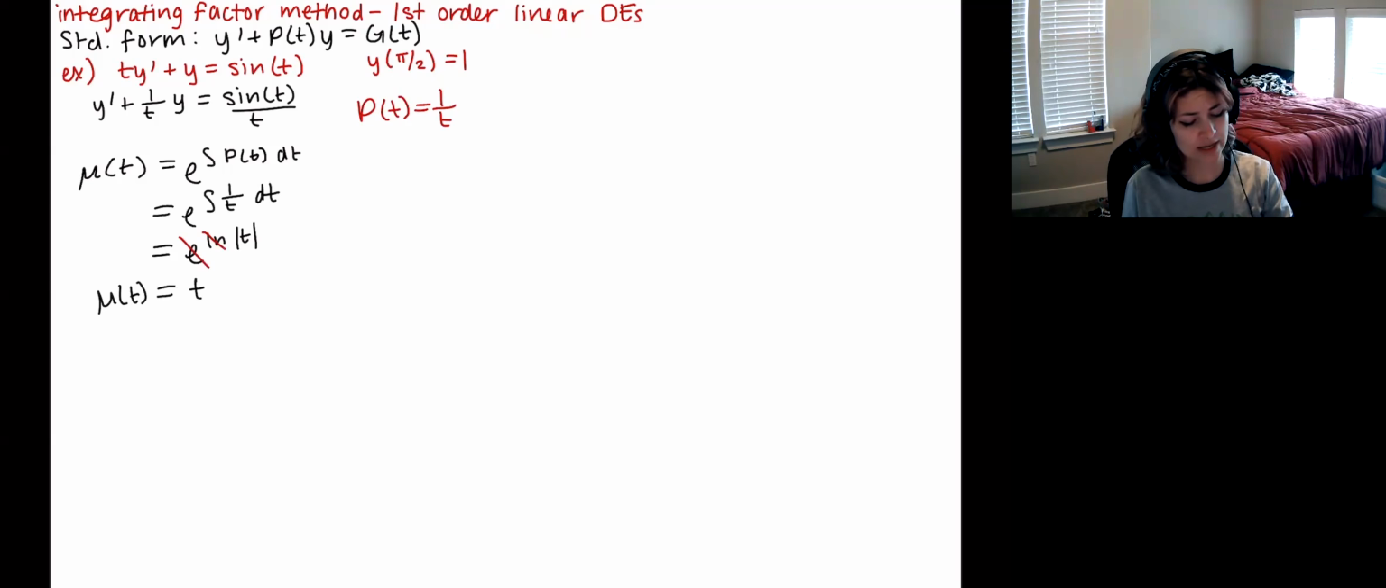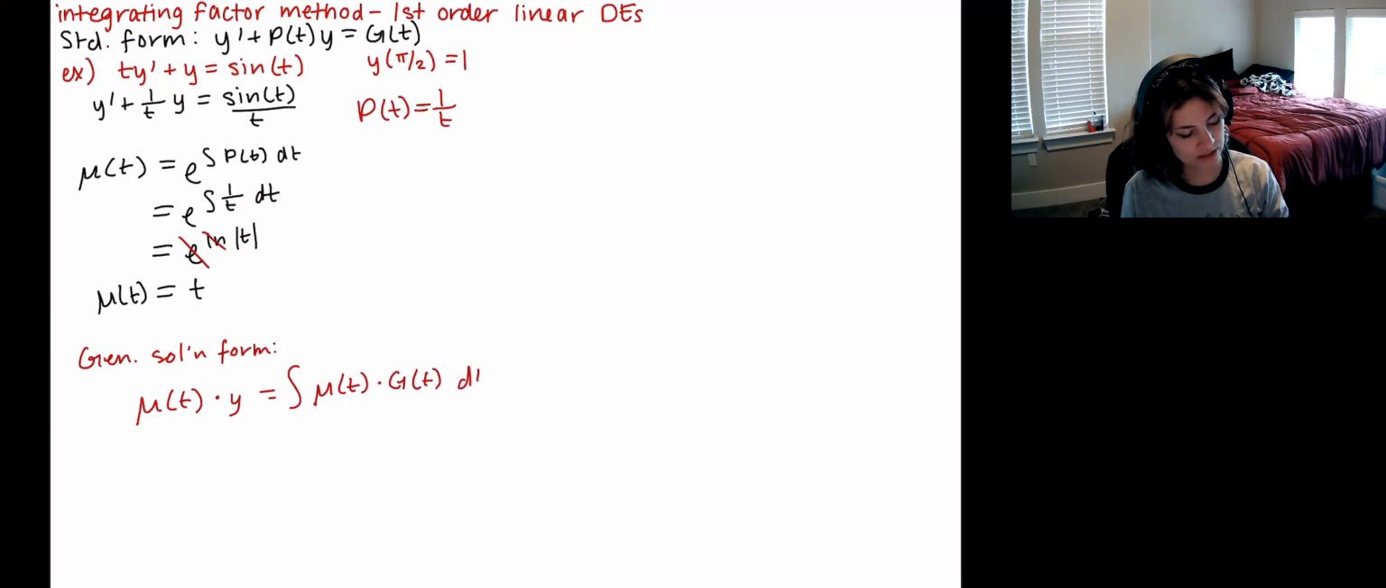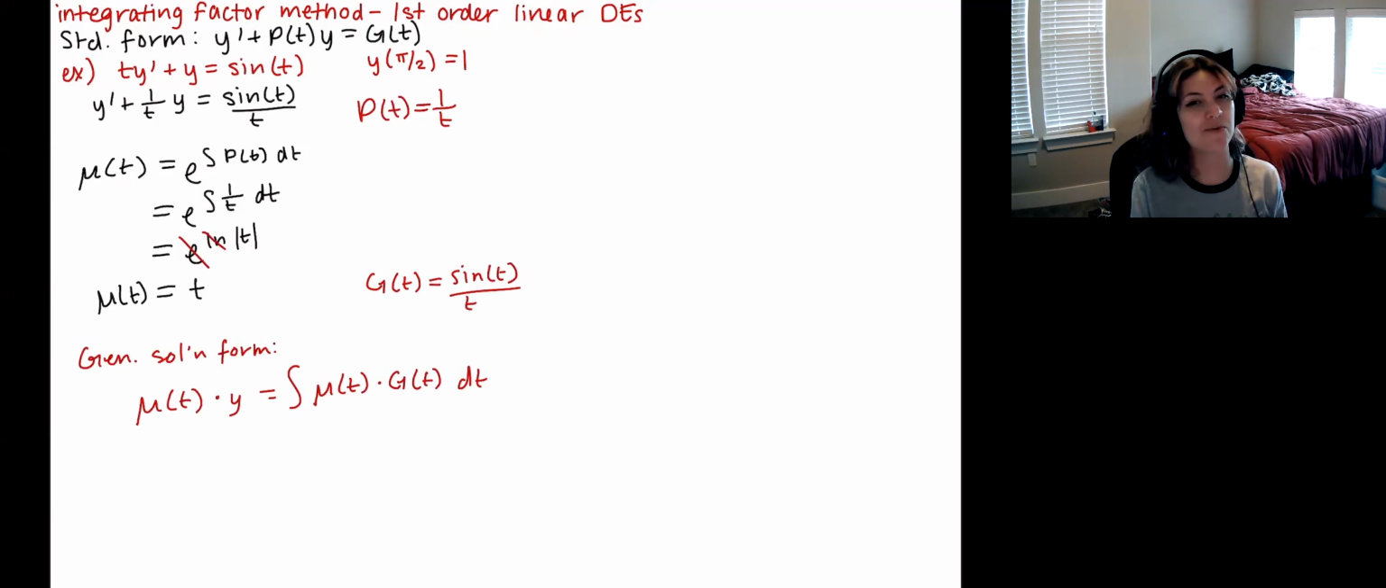Now what we want to do is plug that into our general solution form. And that is going to look like this. We have mu of t times y is equal to the integral of mu of t times g of t dt. And again, from our standard form and matching it with our equation, we see that g of t is equal to sine of t over t. So now we have everything we need, and we can plug in and solve.